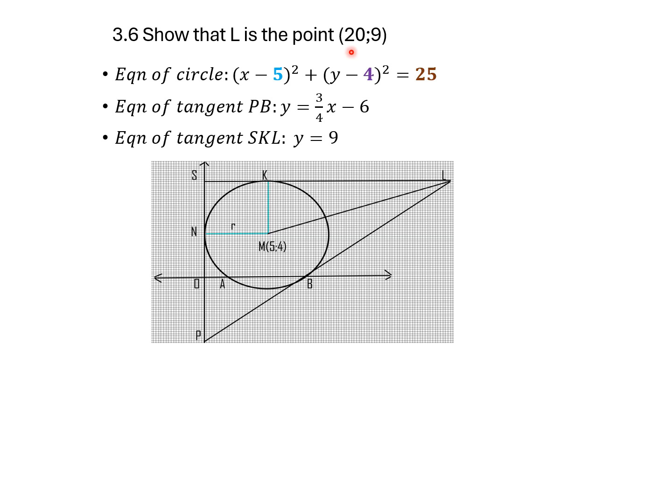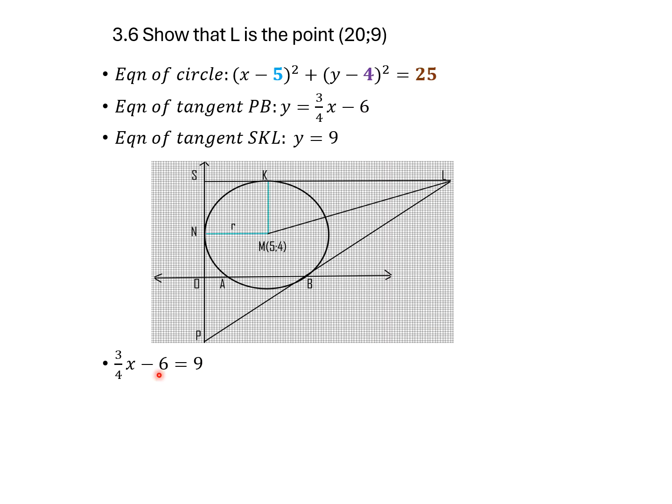Now show that L is the point 20 and 9. So there we know the equation of the circle, x minus 5 squared plus y minus 4 squared equals 25. The equation of tangent PBL is y equals 3 over 4 x minus 6, which goes to L. We have the equation of the tangent SKL, where y equals 9. So they are both meeting up at the same point. So this tangent and that tangent are equal at the point L. So the y values are the same. Therefore, I can equate 3 over 4 x minus 6 equals 9.